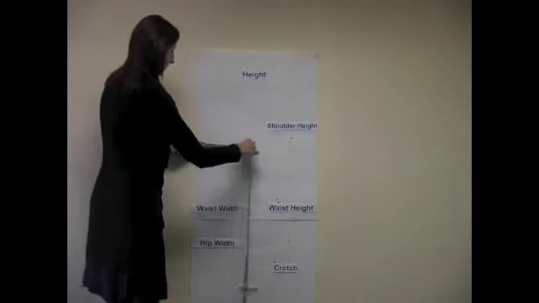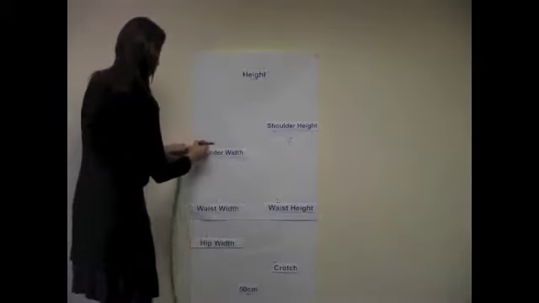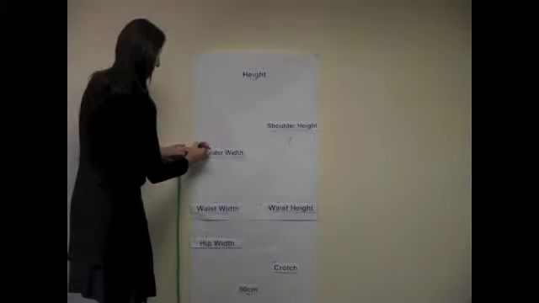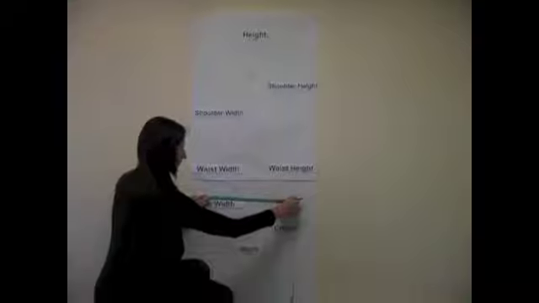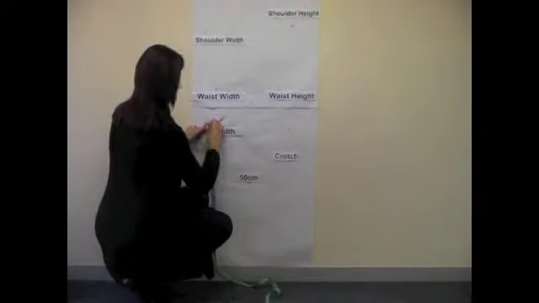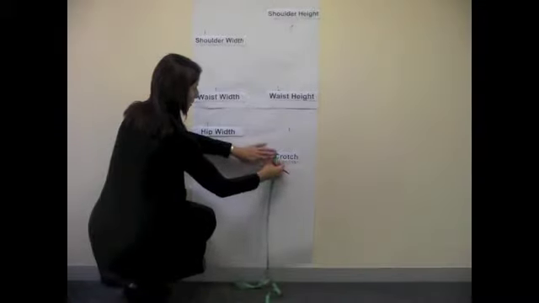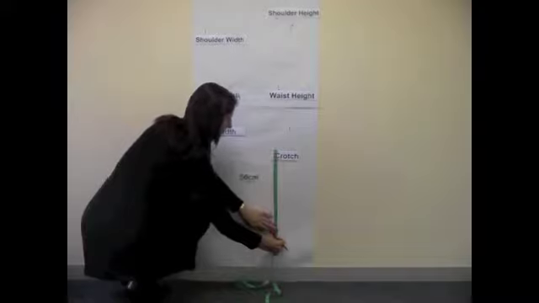Now proceed to measure the widths that you have marked with vertical lines. Measure the shoulder width, the waist width, and the hip width. Your final measurement is from the crotch mark to the floor to measure the height of the crotch.